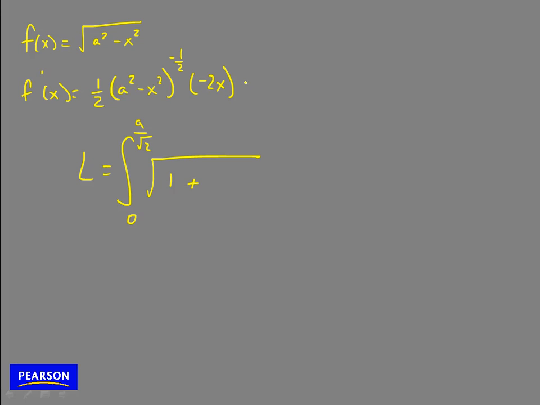Well, let's simplify this first before we square it. This will give us a negative x times this a squared minus x squared to the negative 1/2. And so when we square that, that negative is going to go away, and we're just going to have x squared over this a squared minus x squared. Now, once again, we will learn techniques in which we can integrate this. For right now, we can't integrate this other than plugging it into a calculator.